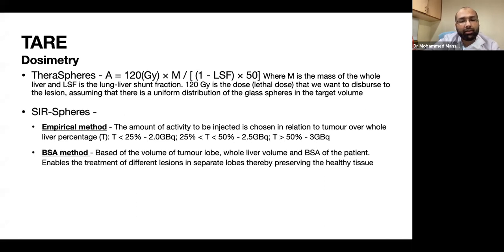Then we have the body surface area method, which is based on the volume of tumor lobe, whole liver volume, and body surface area of the patient. It enables the treatment of different lesions in separate lobes, thereby preserving the healthy tissue.